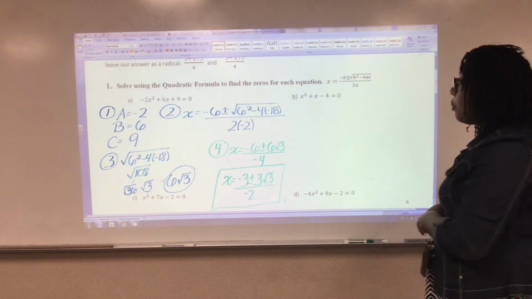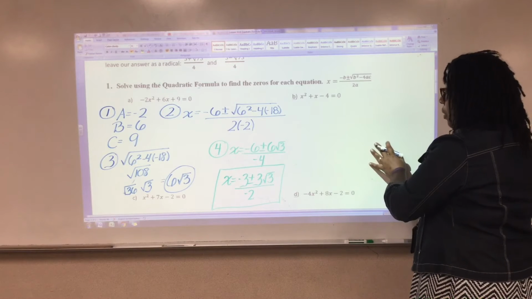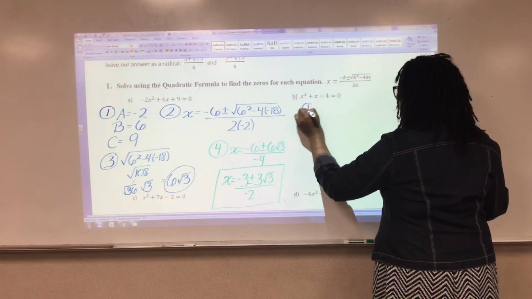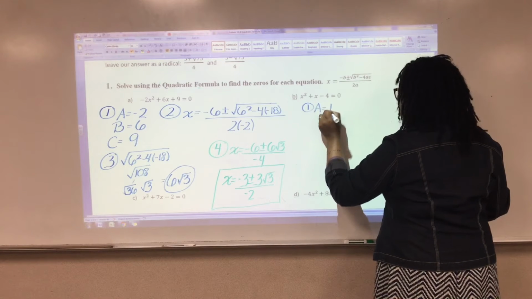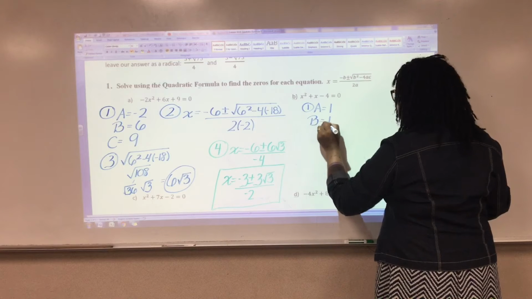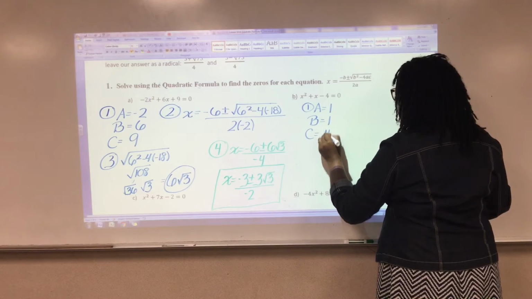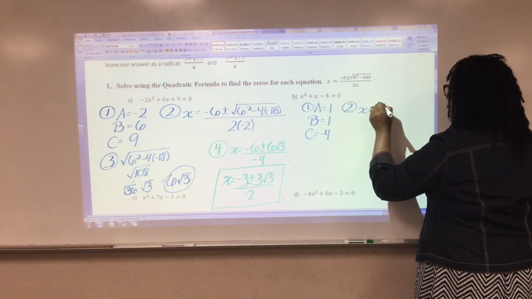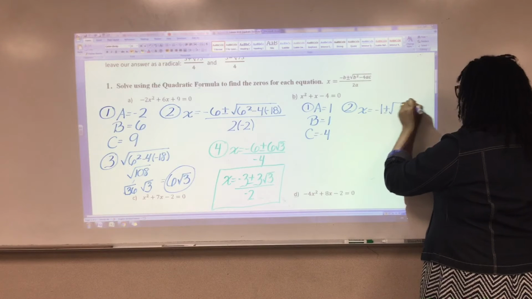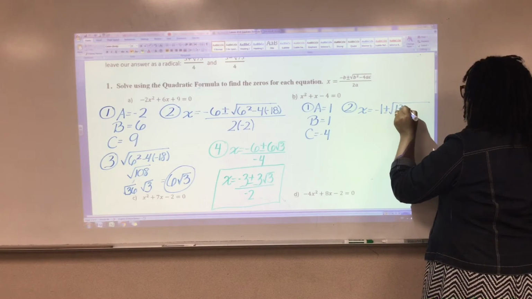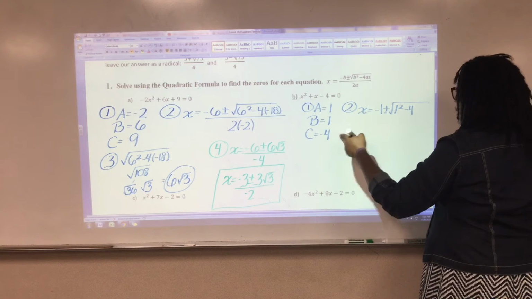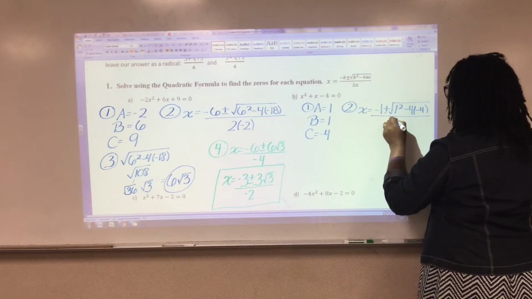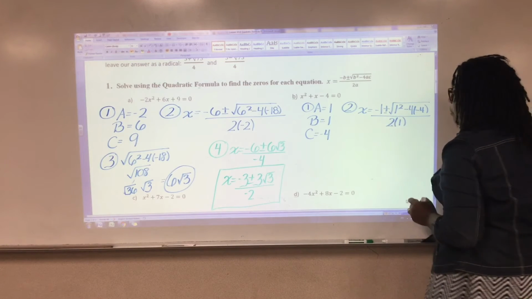Next, we want to go on to number 1b. This will be our last example on the front, and any assistance you need, feel free to ask. So again, step 1 is to identify A, B, and C. A is 1, B is 1, and C is -4. Step 2 is we're going to plug it into the formula. So x equals -1 plus or minus our square root, 1 squared minus 4, and then A times C, 1 times -4, gives us -4. All over 2 times A, which is 1.